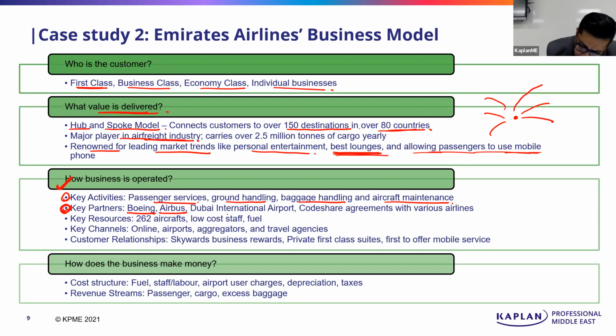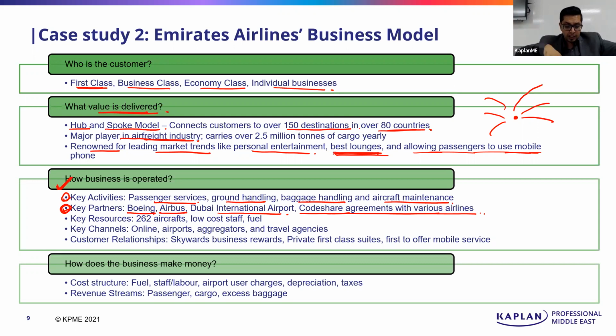And the other partners: Dubai International Airport, obviously. And then there are code share agreements with other airlines. What are code share agreements? Let's say there is one flight at a particular time on a particular date. Now this flight ticket is being sold by two different airlines in their own name.